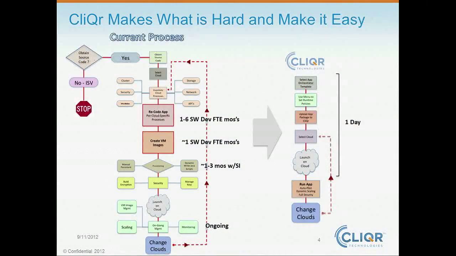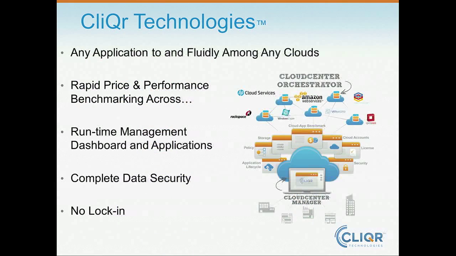So what does CliQr do? CliQr makes what's hard, this complex process, easy, not just in terms of onboarding an application to a cloud, but fluidly and portably being able to move those applications within different cloud infrastructures. With CliQr, any existing application or new application can be forklifted from its existing deployment, be it virtual, be it physical, onboarded onto CliQr's platform, after which it's ready to run on any underlying cloud, private, public, or a hybrid combination thereof.